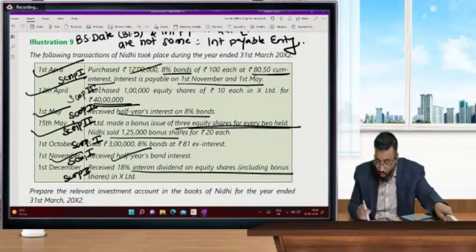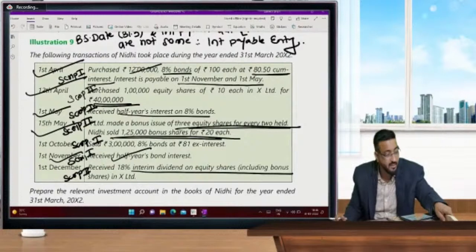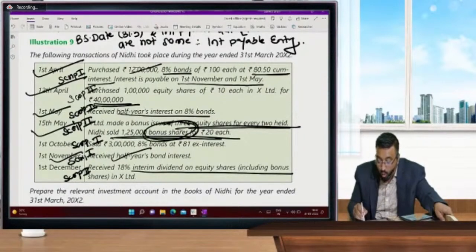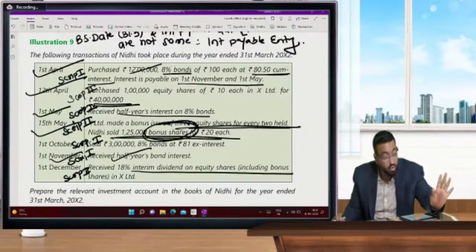And he sold 1,25,000 bonus shares. Now, whether this bonus share is of use or we are going to use weighted average method over here. Weighted average. Though this word is bonus shares, we are not going to use 0 cost. We are going to use weighted average cost. Are you getting it? Yes.